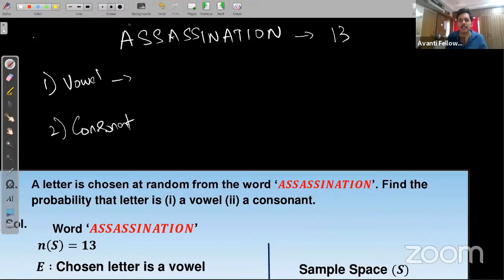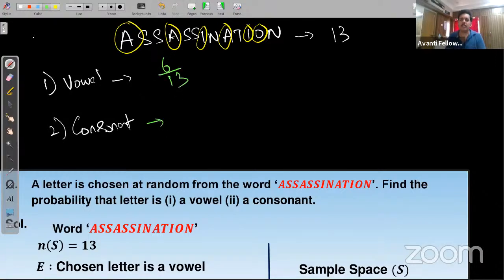So how many vowels are there, guys? A, E, I, O, U. How many vowels are there? 1, 2, 3, 4, 5, and 6. I think 6, right? Am I correct, guys? So what is your answer? It is 6 by 13.